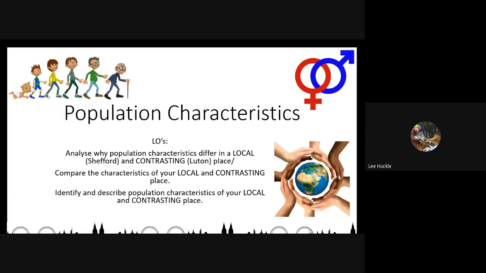Now, what you'd have done was identify and describe the population characteristics of Luton and Shefford, the differences, and why there are differences. You'd have compared those characteristics, and then you'd have analysed why population characteristics differ in Shefford and Luton. Now, what I'm going to go through here are the tables of data and the worksheets that you'd have completed at the time. So if you feel you're lacking any data, the website that you'd have used to get a lot of this was DataShine, so go back to DataShine and have a look.